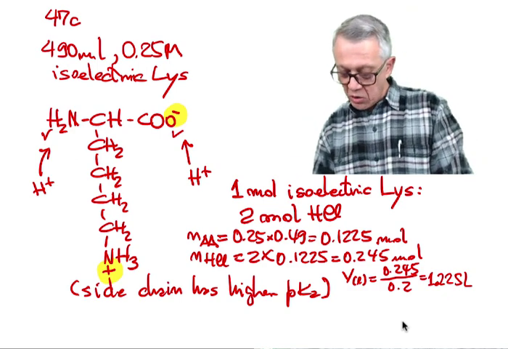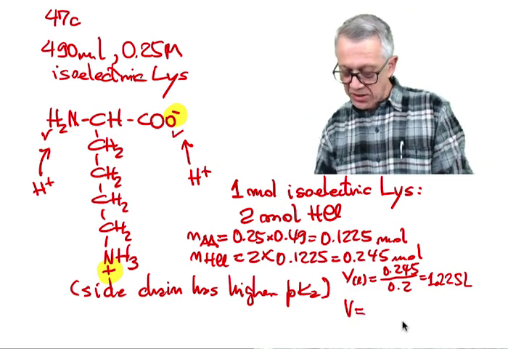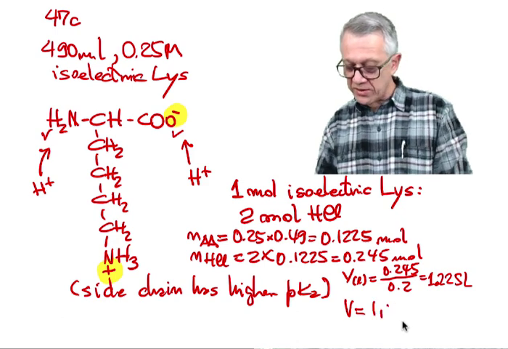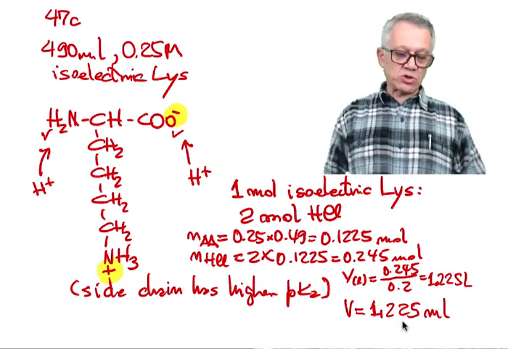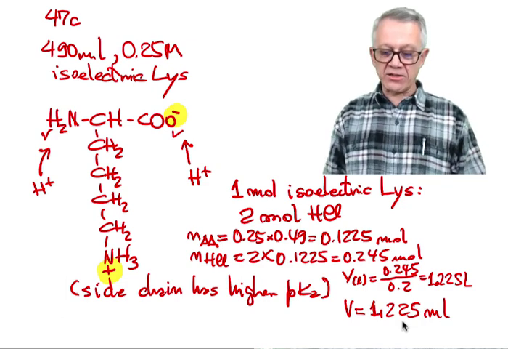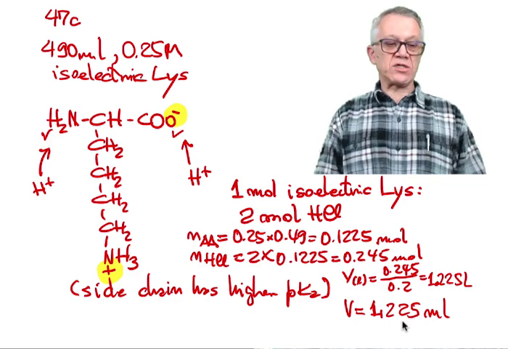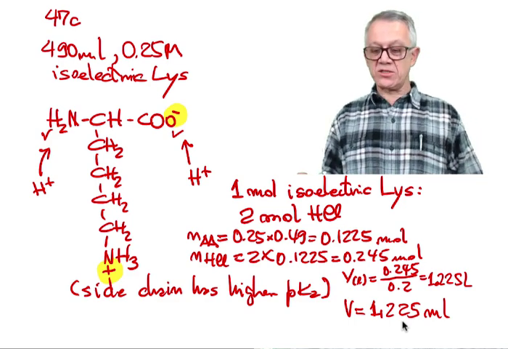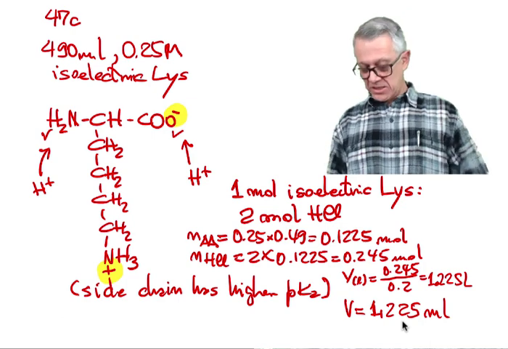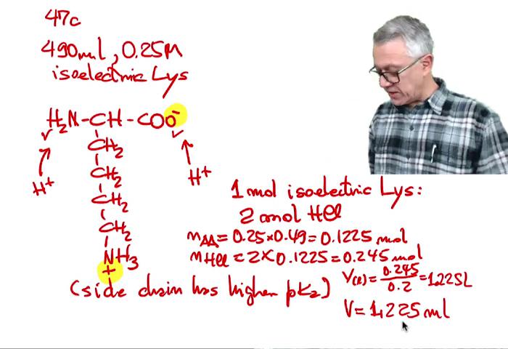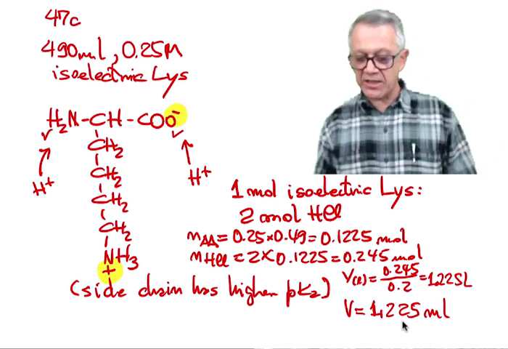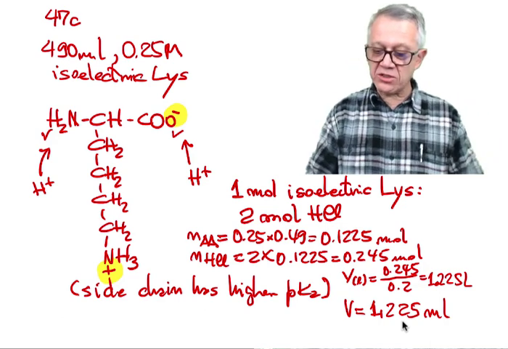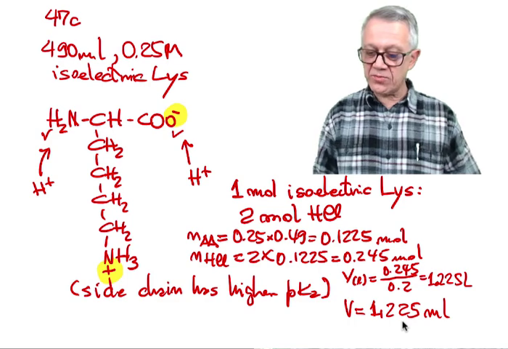1.225 liters, or in other words, the volume that we need of this HCl solution is 1,225 milliliters of this solution to titrate completely this solution of isoelectric lysine in the condition that was given in the problem. So this is part C of the problem. That's one less part of the problem, and that's part D. Yeah, that's the last one. Let's change gears here and move to the next part of the problem.